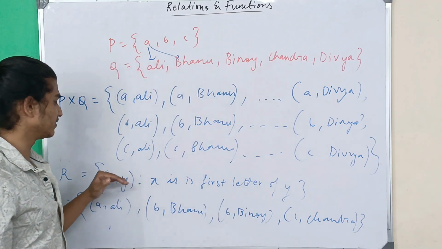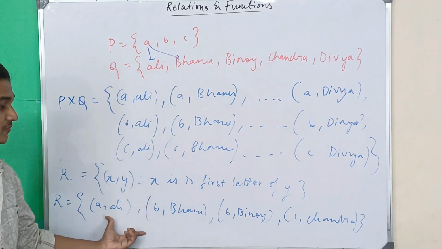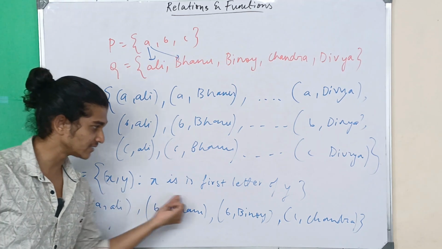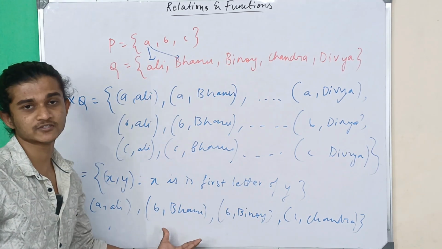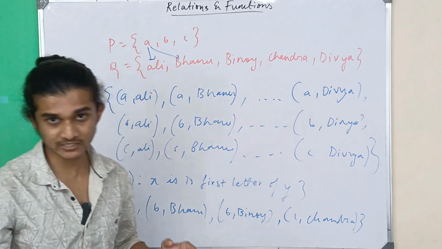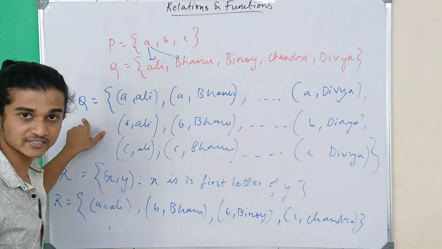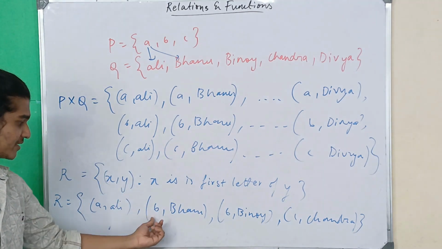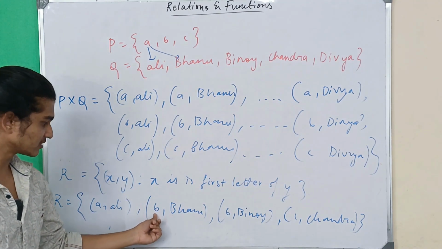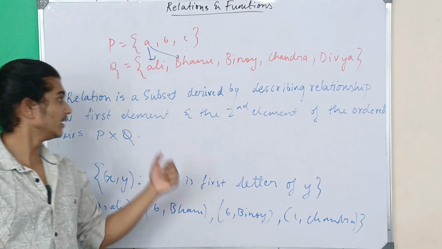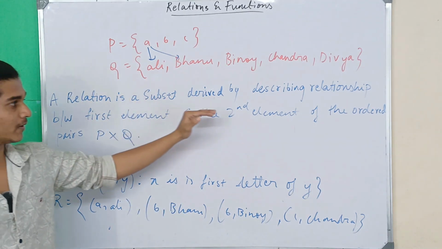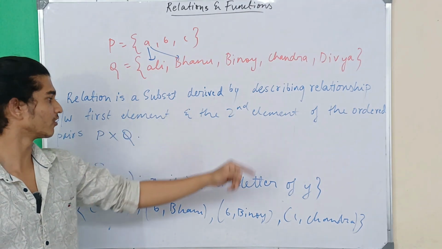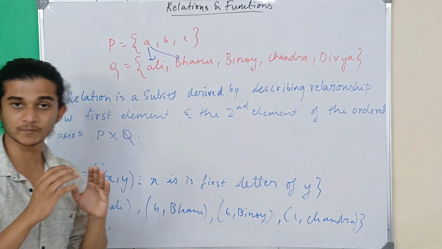Now basically what we have done here is a relation. You're going to find the relationship between these two, frame it as a relation, and then list all those elements. So a relation is basically a subset of the Cartesian product of two sets in which the elements are related to each other. So how are these elements related to each other? This is the first letter of this word. So basically a relation is a subset derived by describing a relationship between the first element and the second element of the ordered pair in P cross Q. That's what we did.